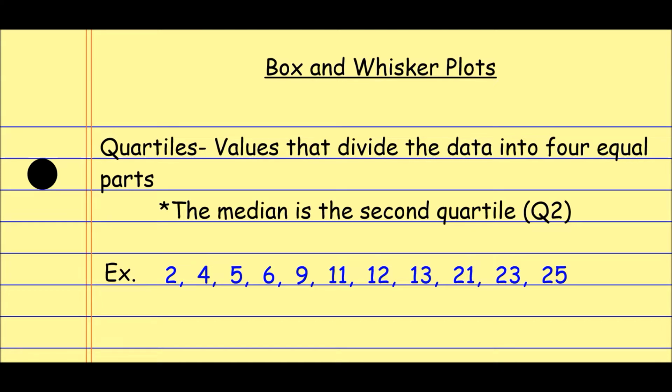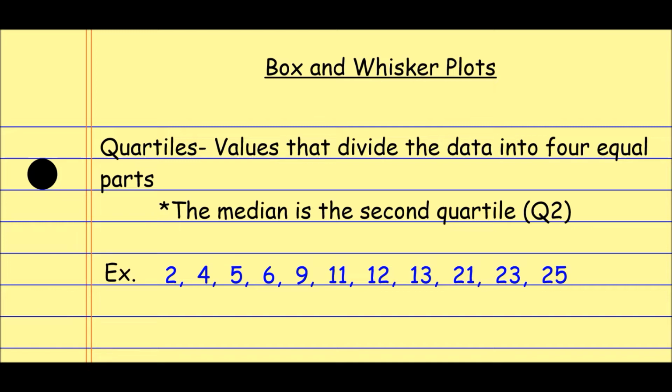So, first of all, before we can get into box and whisker plots themselves, we need to talk about the quartiles. Quartiles, as maybe the name implies, divide the data into quarters, basically values that divide the data into 4 equal parts. The median is the second quartile. We already know the median is the middle data value. And remember, when there's a tie for the middle, we take the average of those two values.